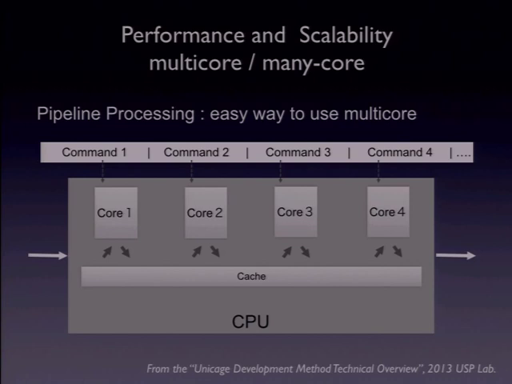A Unicage system gets a big benefit from hardware advancement. For example, the number of CPU cores increasing, CPU memory bus speeding up, memory size increasing, etc. It is a direct benefit to Unicage.